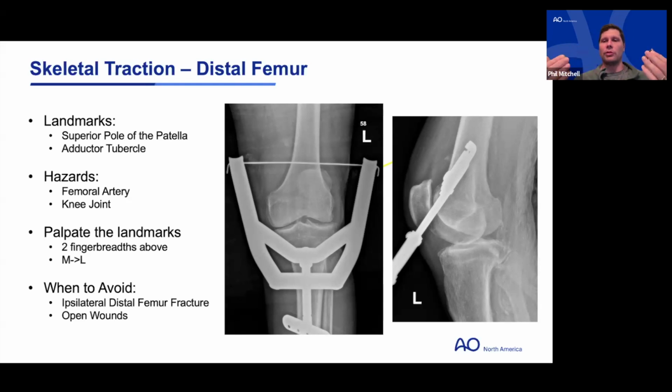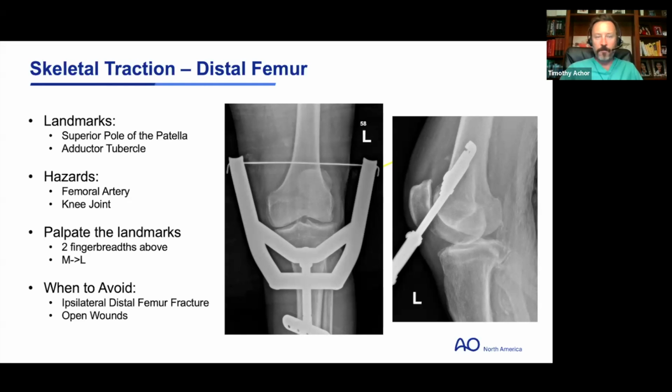Do you think that should be a routine part of practice for students as they start to say, well, I'm gonna put in distal femur traction, I need to get an x-ray of the femur before I put in this pin? I think that's just best practice.